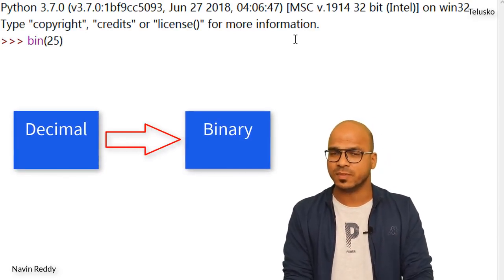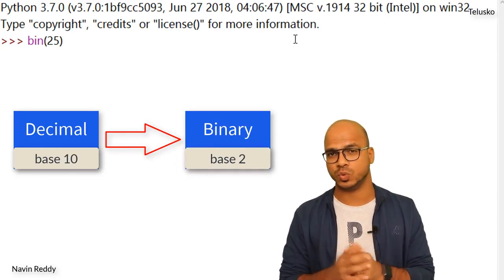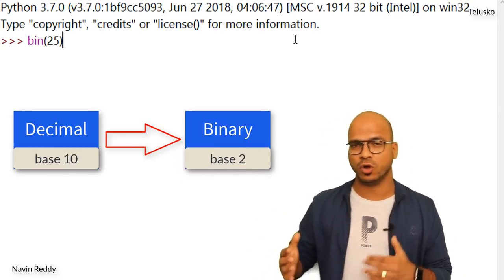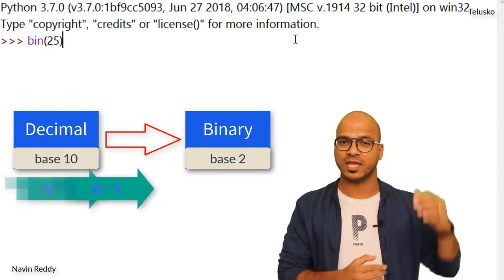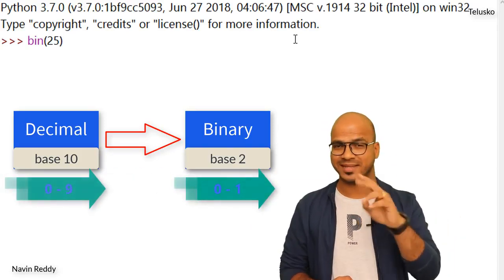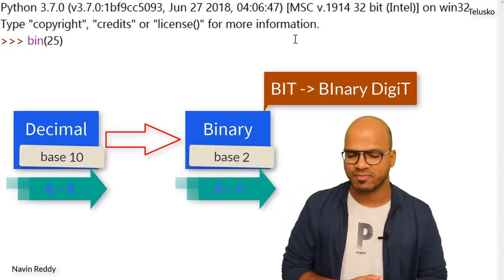When you say decimal system, it means the base of the system is 10, and in the binary system, the base is 2. Which means in the decimal system, we can go from 0 to 9, so we have 10 digits. In the binary system, we can go from 0 to 1, 2 digits. That's why we say bits, binary digits.